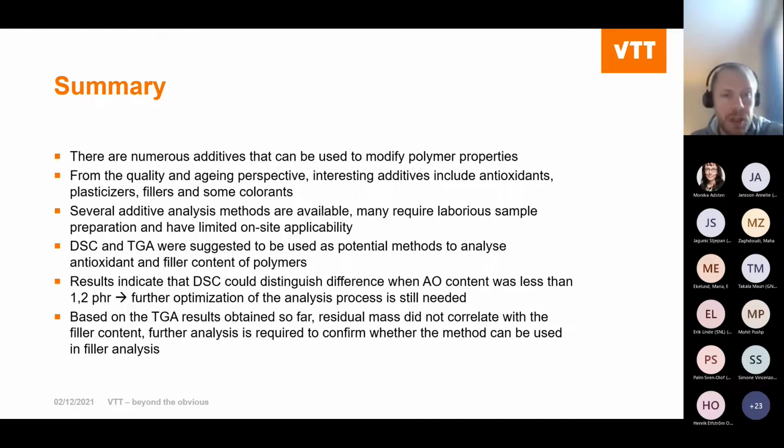Based on the TGA results, the residual mass did not correlate with the filler content as we were expecting. So we need to further analyze the thermographs, for example, whether we could use this method in filler analysis.